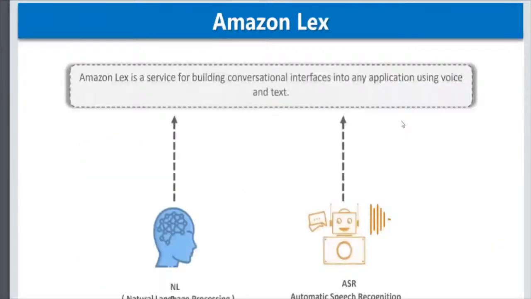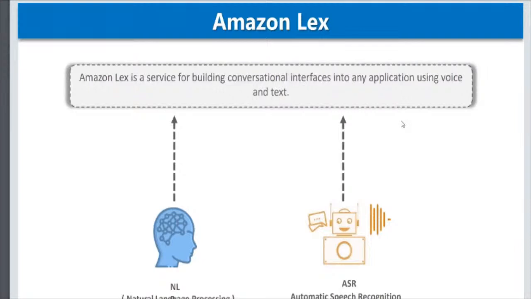AWS consists of multiple services, 150 plus services from different categories. For example, we have predefined services for computation, for storage, for networking, for different parameters, right? For IoT, for AR/VR, for artificial intelligence, for databases. So there are multiple services available, and Lex is a service available inside the artificial intelligence category, where we can use Amazon Lex to build conversational interfaces that we can easily integrate into any application using voice and text.